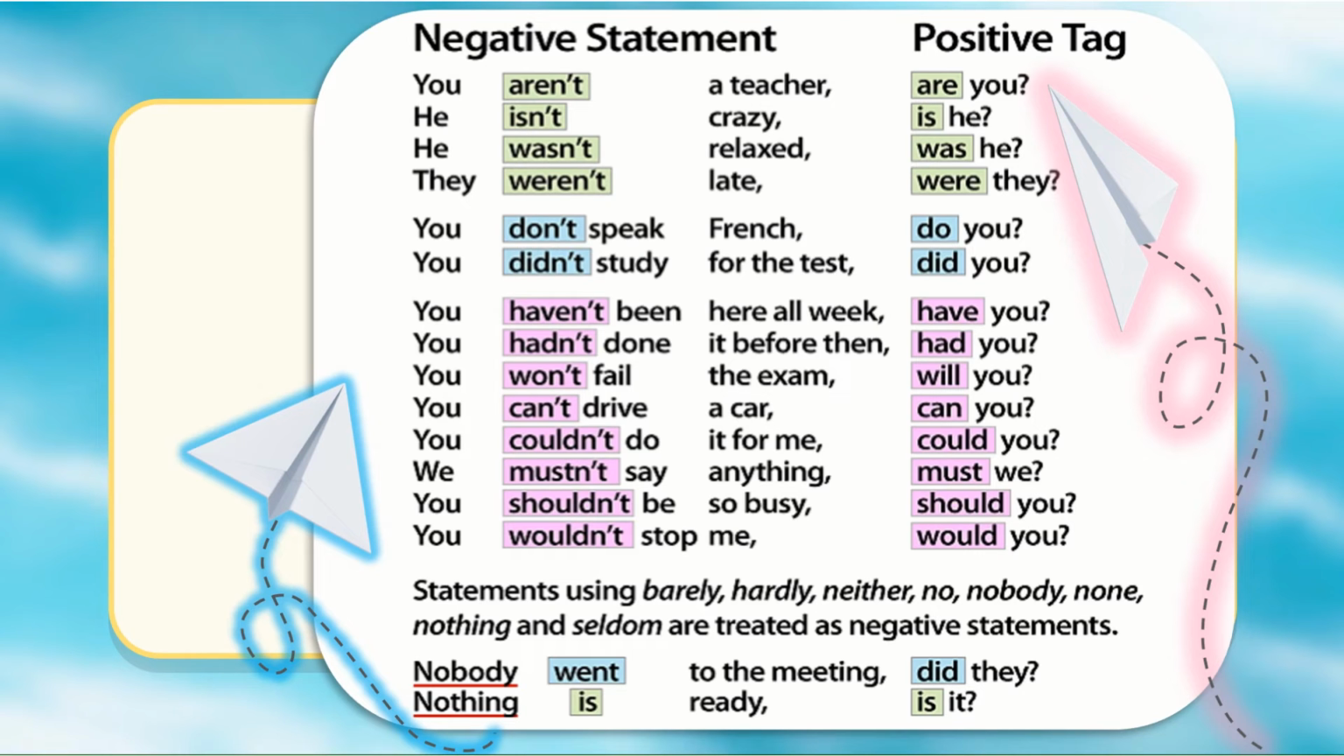For example, "You aren't a teacher, are you?" "He isn't crazy, is he?" "He wasn't relaxed, was he?" "They weren't late, were they?" So, if you have a negative statement first, the question tag must be positive.